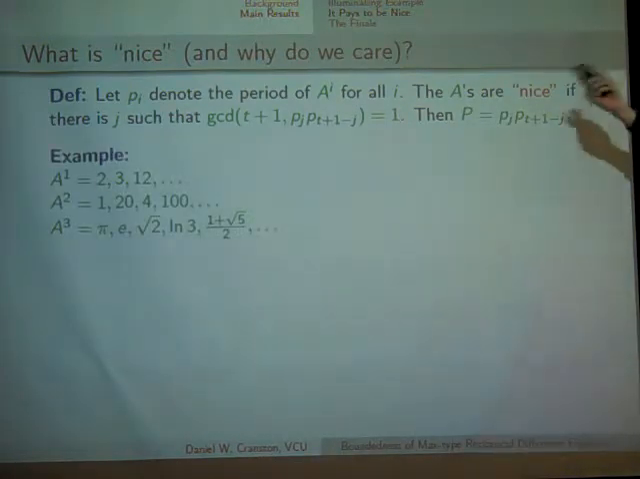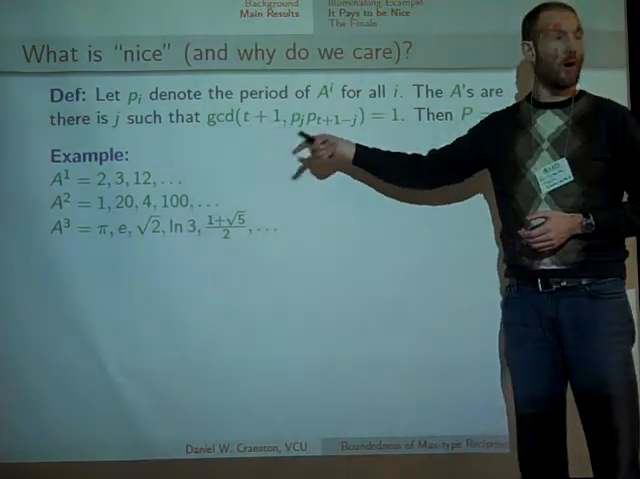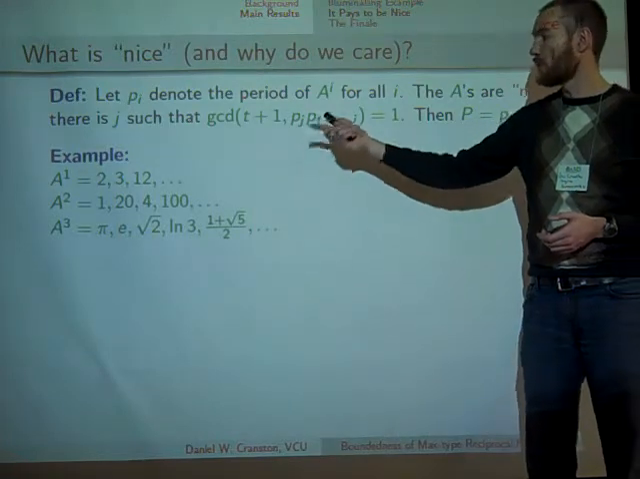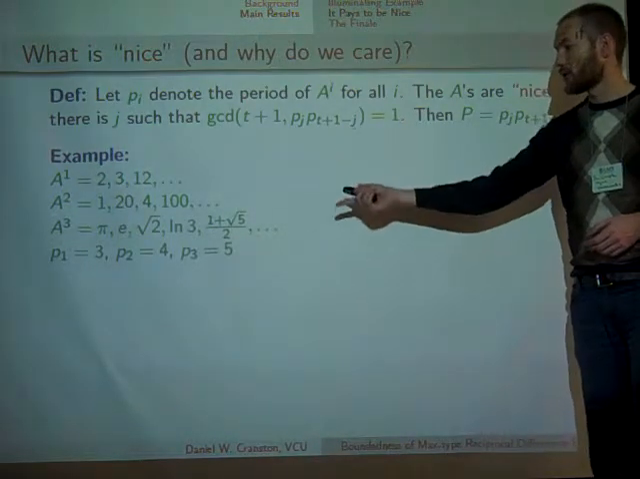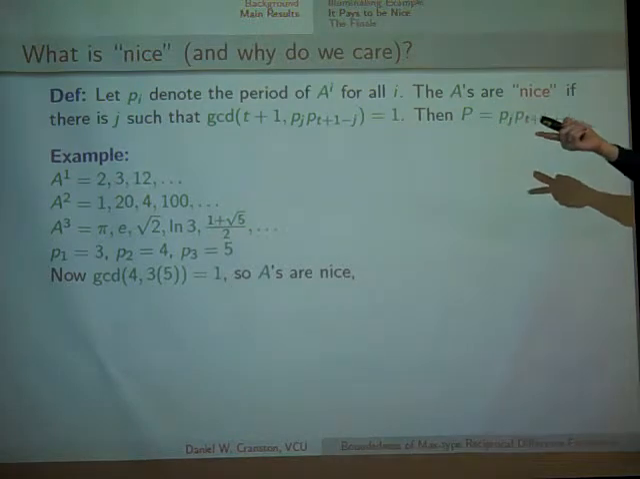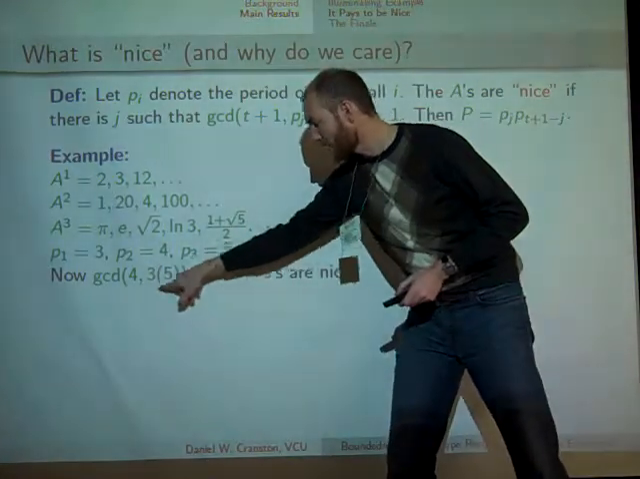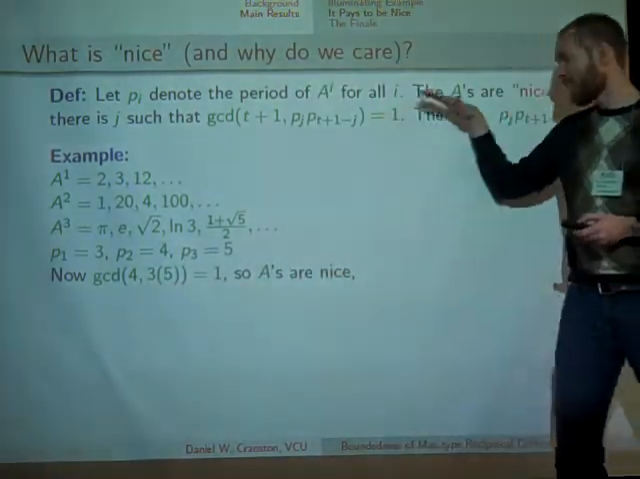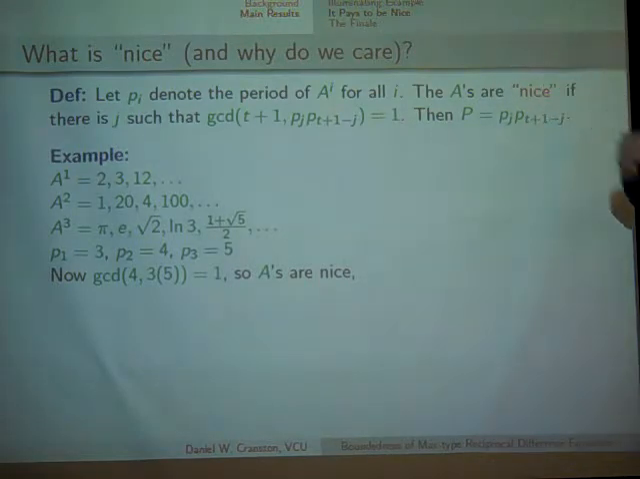So here's my example. I have a recursion of depth 3, and I've got A1 is 2, 3, 12 repeating. A2 is 1, 20, 4, 10 repeating. And A3 is what you see there. So now, what do I get? P1 is 3, P2 is 4, and P3 is 5. If you take the product of 3 and 5, that's 15. That's relatively prime to 4, and 4 is the t plus 1. Because 15 is relatively prime to 4, these A's are nice. And that means that what we said on the previous slide is going to hold. Okay?